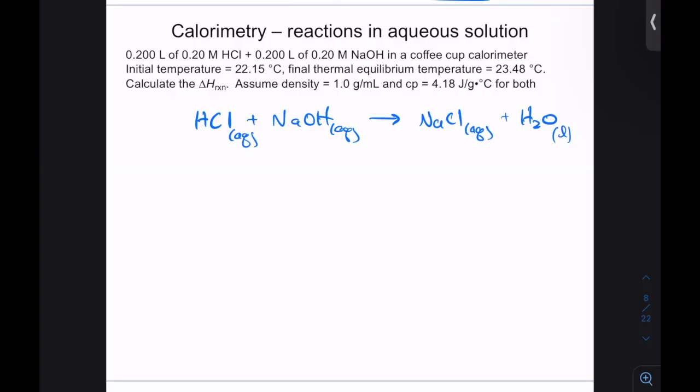So in your experiment, NaOH was limited. When that limiting reagent runs out, the reaction stops. That's the calculation that you did yesterday. You figured out how much is going to react. There will be HCl left over, but that's not going to contribute to the energy that's released in this reaction. The energy stops being released once the reaction stops, when your NaOH runs out.